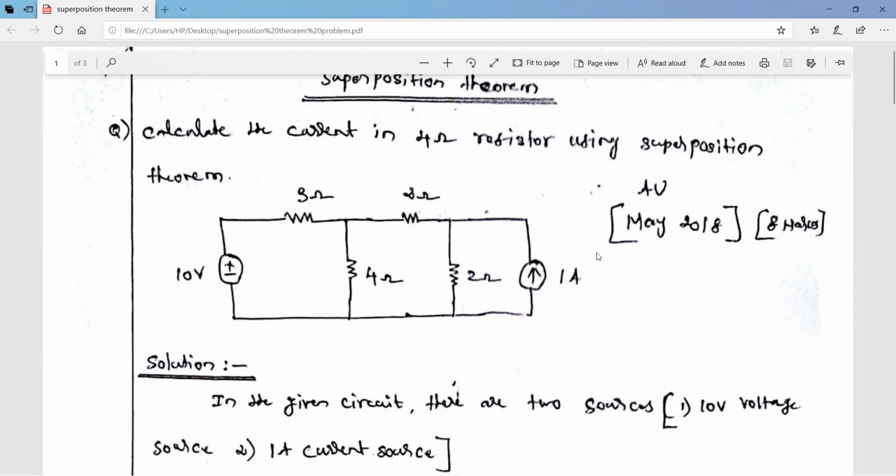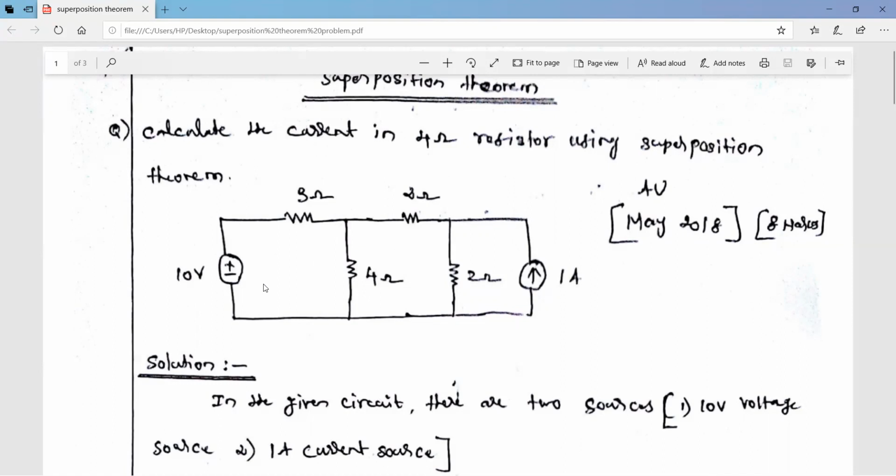If the current source value is 0, the current flowing in this branch is 0, so what is it? It is an open circuit. At that time we have to find the current flowing through this 4 ohm resistor. We consider that current as I dash. So I dash is the current flowing through the 4 ohm resistor due to the 10 volt battery alone. This is the first step.